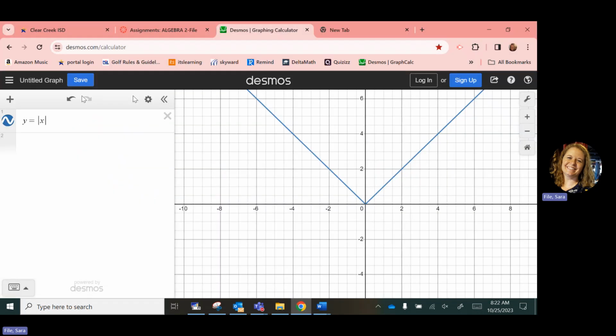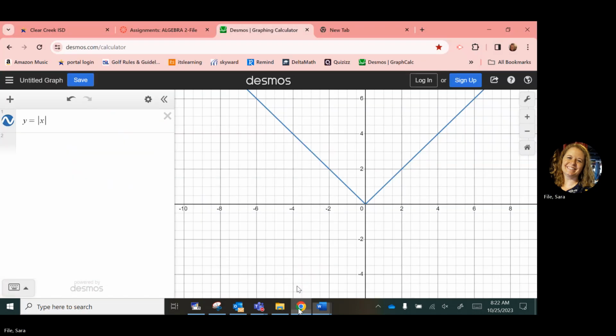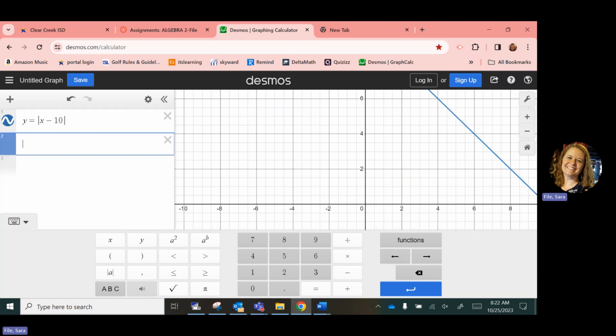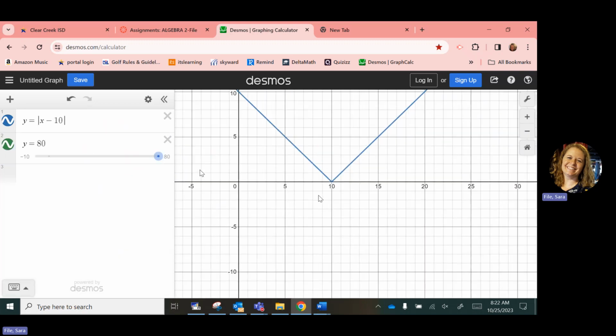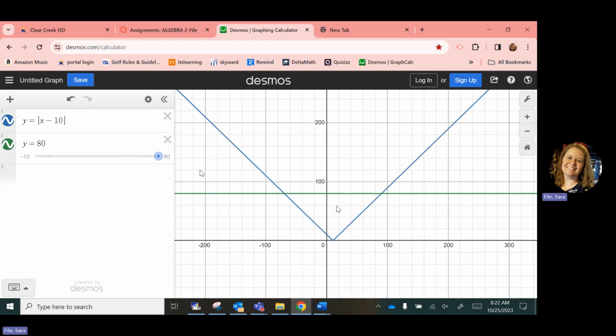Once you've isolated the absolute value expression, we've got the absolute value of x minus 10 equals 80. You could come here in Desmos and enter the absolute value of x minus 10 as one equation, and y equals 80 as the second equation. 80 is way down there, so I have to zoom out to see it. Yeah, there it is. I can visually see where those two intersect, at negative 70 and at positive 90.